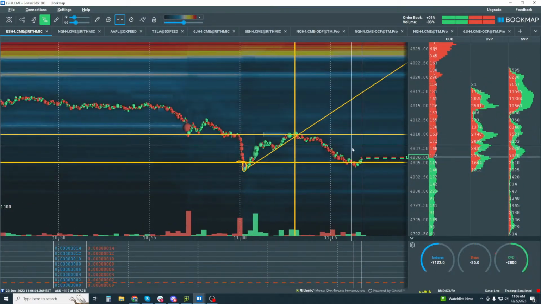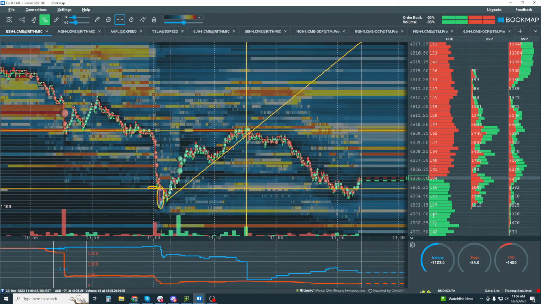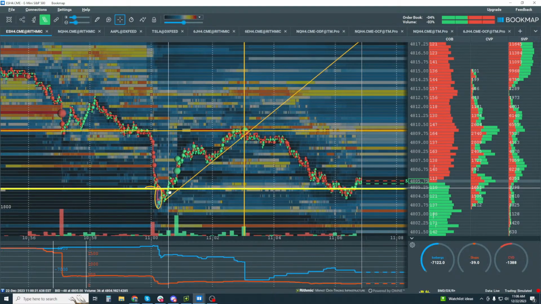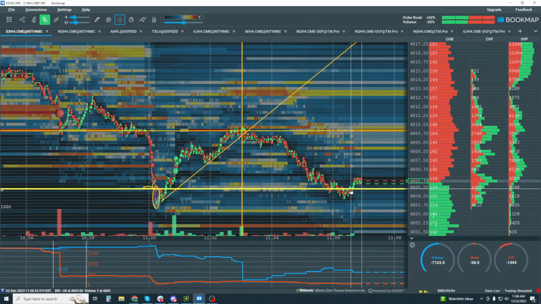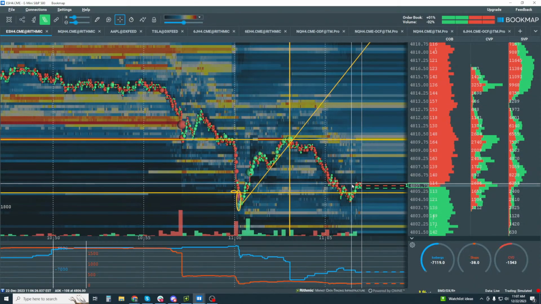Also, this is the way that I like to manage these types of trades: take some off down here. That was my first target. I would take some off, and I would move my stop as well.